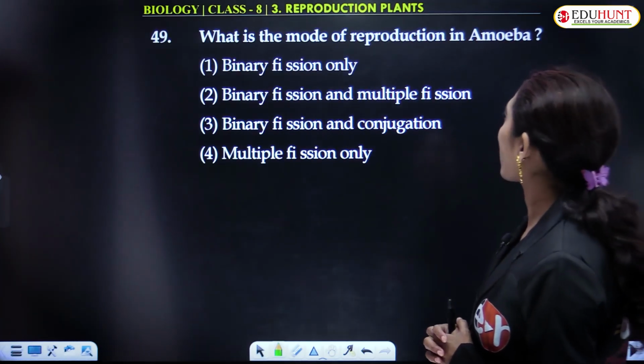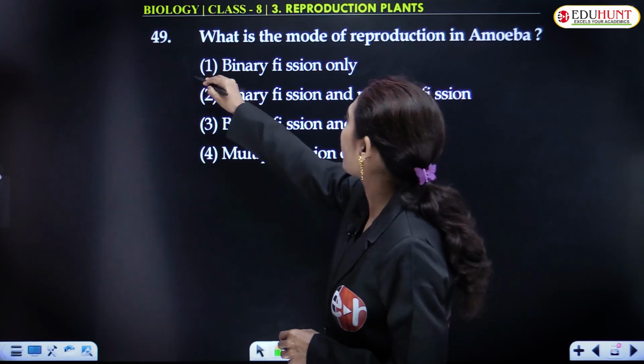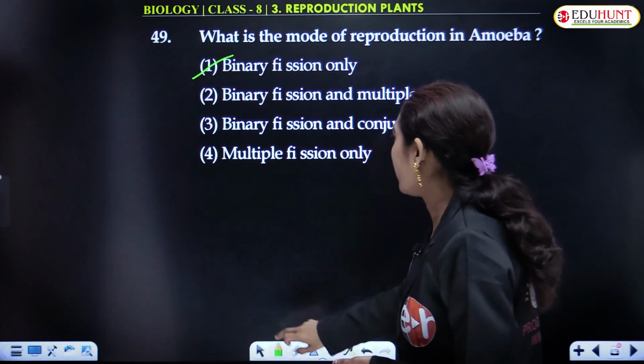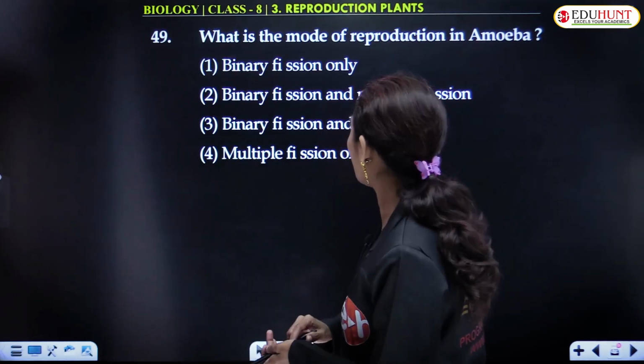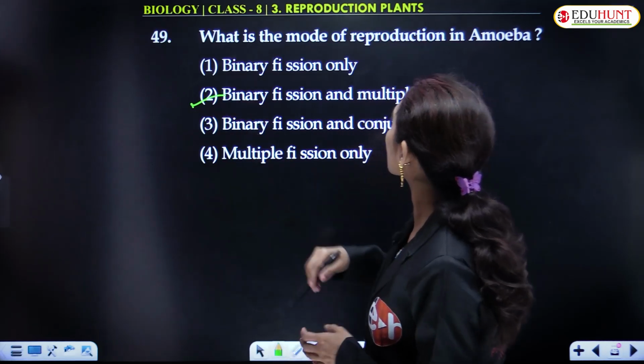What is the mode of reproduction in amoeba? It is usually binary fission, but here multiple fission is also mentioned.